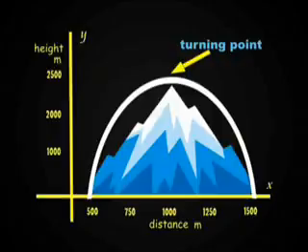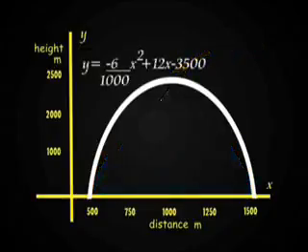This equation is given by y equals negative 6 over 1,000 x squared plus 12x minus 3,500. Do not fret just yet as to how I got to this equation. The important thing to note is that the highest x power or exponent is 2. This indicates that it is a parabola, or that there are two x values for every one y value.